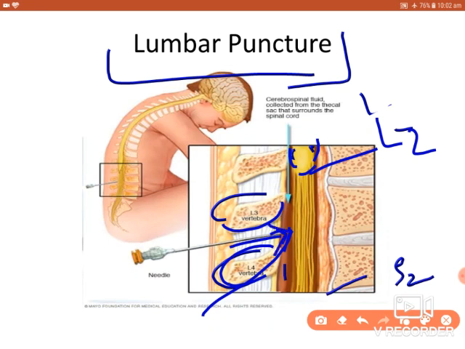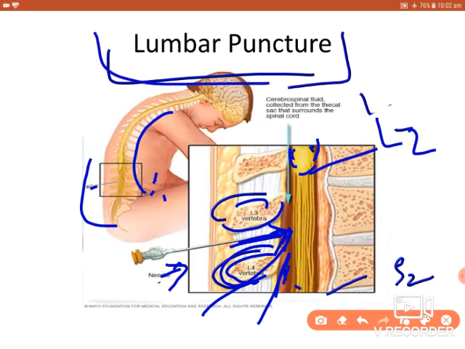The patient has to flex completely. They can either sit or lie down, to flex here. So this is the lumbar region between L3 and L4. This is the lumbar cistern. So CSF can be withdrawn from this area. So that's about the lumbar puncture, or lumbar tap.